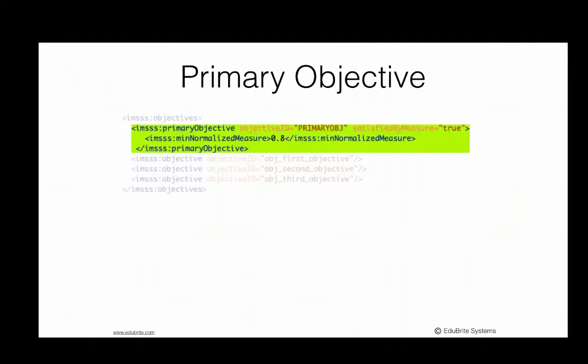Let's talk about the primary objective a little bit more here. Each SCO and aggregation has a special local objective, the primary objective, which contains the core status of that activity. The primary objective of an activity is like a roll-up of the secondary objectives and stores the data for the activity's overall satisfaction and score. The minimum normalized measure defines the passing score for the activity. In this particular example, the passing score is set to 0.8 or 80%.